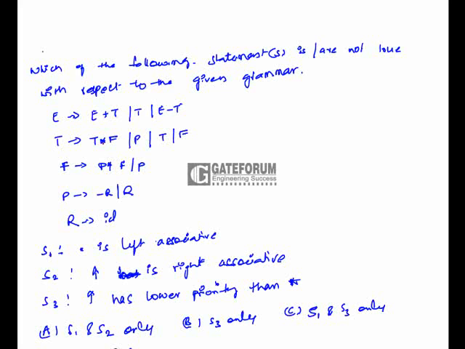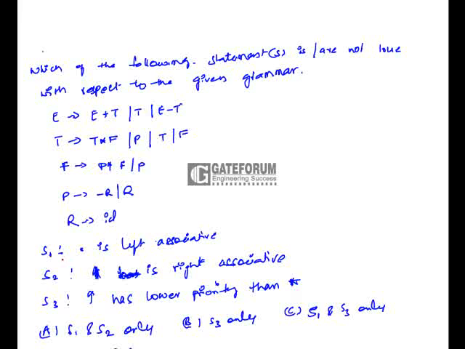Which of the following statements are true or not true with respect to the given grammar? Here in this question, a grammar is given and three statements are given. First statement: star is left associative. Second statement: this arrow power operator is right associative. Third statement: it has lower priority than star. So this is the question.